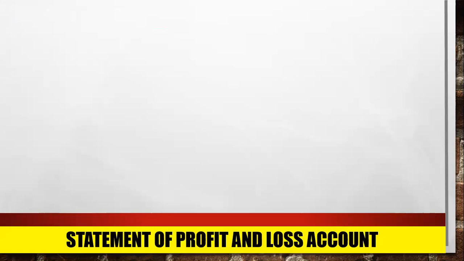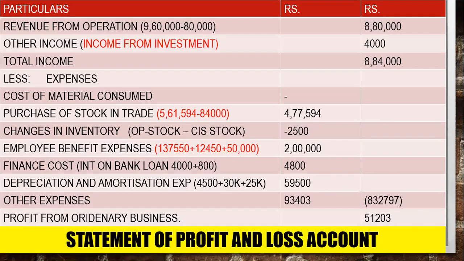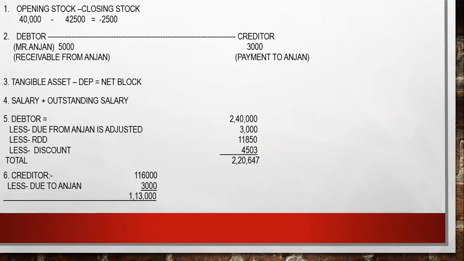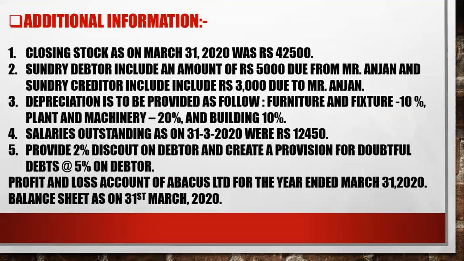This is the profit and loss account. Here you can see the employee benefit expenses. I have taken employee benefit expenses as 2 lakh rupees on the outside, but on the inner side I have given the calculation also. 1,37,550 is your salary and 12,450 is your outstanding salary, so you have to add. Again I have added the 50,000 also, so you will get your 2 lakh. So what is 50,000? 50,000 is employee benefit, that is wages.